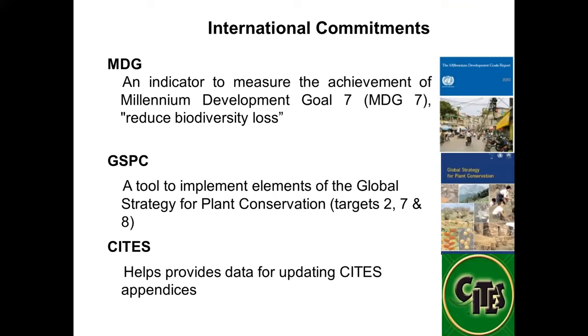Jordan, like most countries around the world, has ratified international obligations to conserve and protect biological diversity. Some examples are the CBD, the Global Strategy for Plant Conservation, the Ramsar Convention, and CITES. The red list project is important and vital at the national level for several reasons, including but not limited to supporting the governmental initiative to comply with international agreements, such as the CBD. And this work is used as an indicator to measure the achievement of Millennium Development Goal number 7, and as a tool to implement elements of the Global Strategy for Plant Conservation, targets 2, 7, and 8, and to provide data for updating CITES analysis.